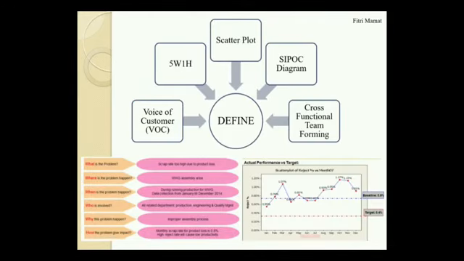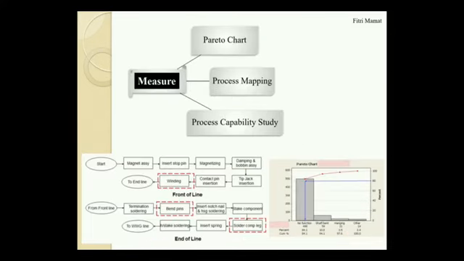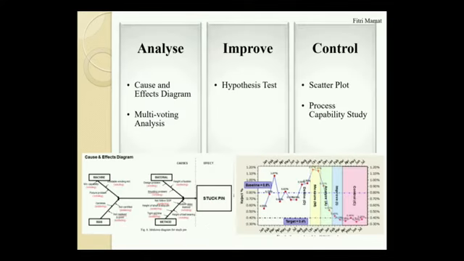The DMAIC approach is used for this study, and for the define phase, they use 5 tools, which are voice of customer, 5W1H, scatter plot, CPOC diagram, and cross-functional team forming. For the measure phase, they use Pareto chart, process mapping, and process capability study. For the analysis phase, cause and effect diagram and multi-voting analysis were used. Hypothesis test was used for the improve phase, and for the control phase, scatter plot and process capability study were used.